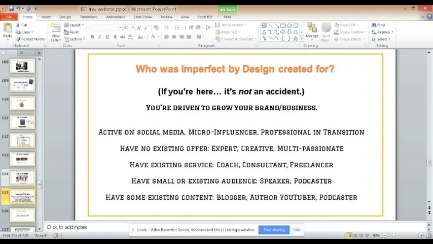You are driven to grow your brand or your business. If you're active on social media, maybe a micro influencer, maybe you're a professional in transition or thinking about being in transition. If you have no existing offer, but you're an expert, creative, multi passionate, maybe you have an existing service, you coach, you consult, or you're a freelancer. Maybe you have an audience, small or large, to be a speaker, a podcaster, a YouTuber. You have some content, you blog, you author, you write books.